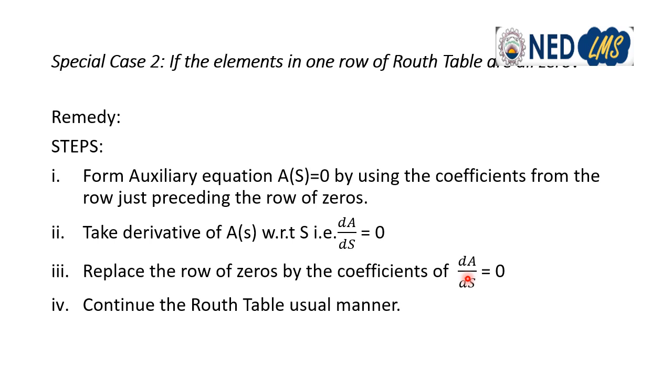So if we find that all the terms in one row of the routh table are 0, then we use remedy 2. We make an auxiliary equation, take the derivative, replace the row of 0, and continue the routh table in the usual manner. And we conclude in the usual manner that if there is a sign change in the first column, the system is unstable, and if there is no sign change in the first column, the system will be stable.